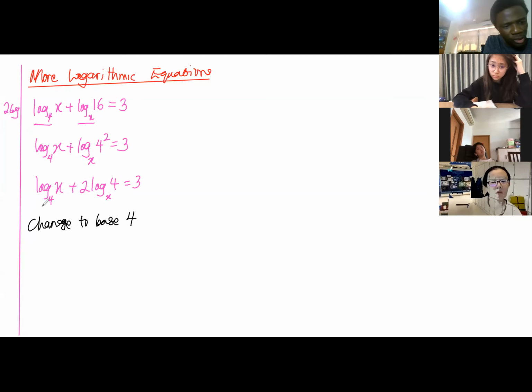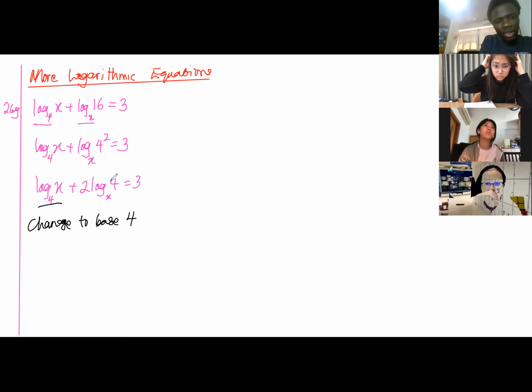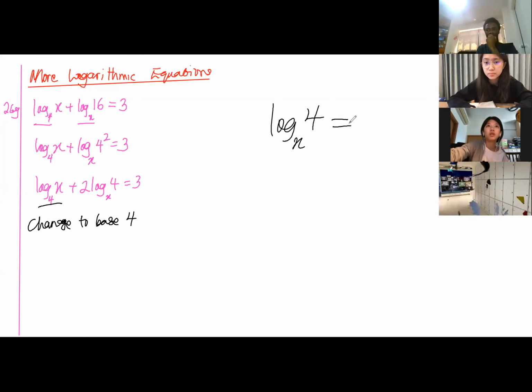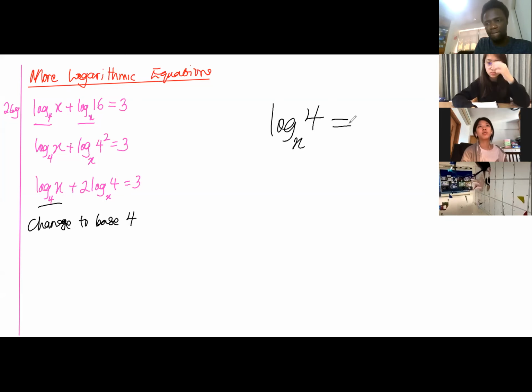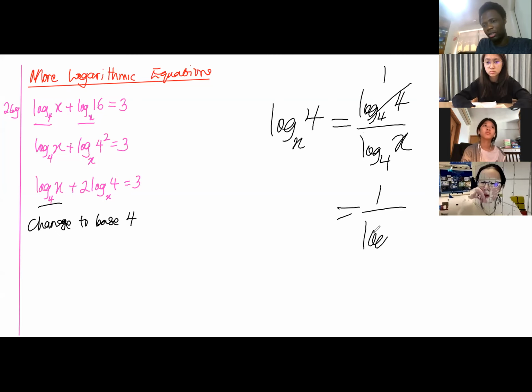If you change to base 4, this is okay. Do you agree with me? I need some statement. Thank you. So this is not okay. Can anybody tell me, using the laws of logarithm, if I need to change this to base 4, what do I get? Log base 4 divided by log base 4 x. So we do log base 4 divided by log base 4, then 4 here, x here. This is 1. So that's 1 over.